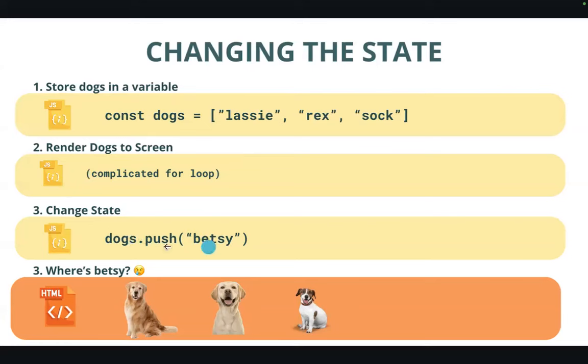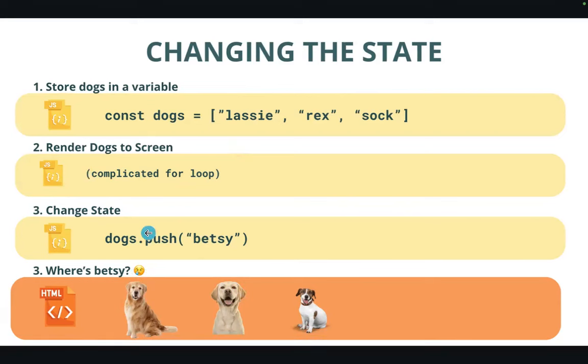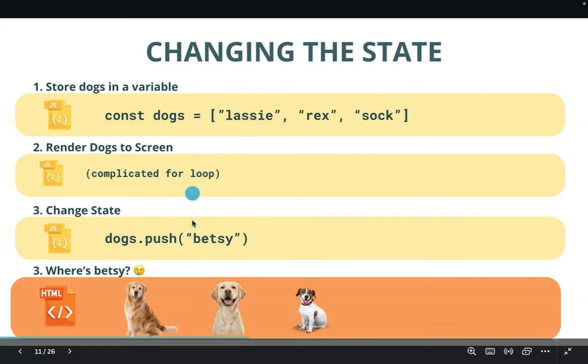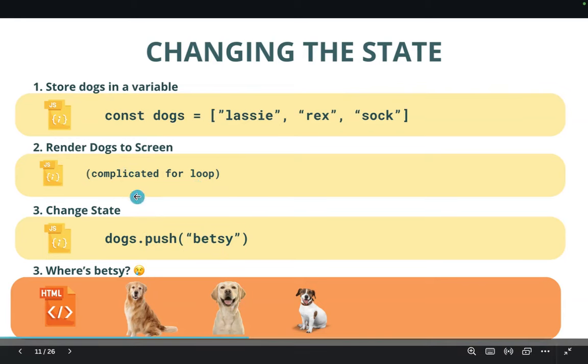So this is dynamically adding Betsy to the array. And you can see we don't have Betsy. Where's Betsy? We just have the same three dogs. And the reason is because we changed the state, but we didn't do the render loop again. We have to do all the code that it takes to render the dogs to the screen every time we change the dogs array. So anytime we add a new item or take away an item or whatever, we have to re-render everything to the screen.